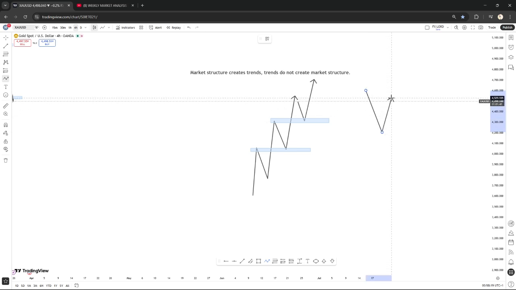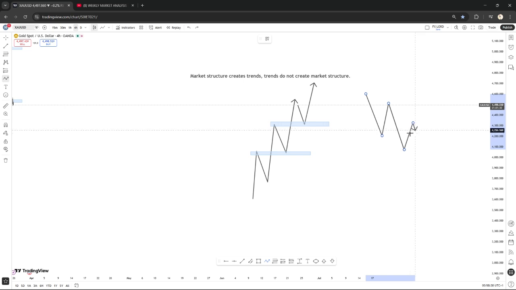You see this? What is this? A high. So something like this. Oh no, sorry. Then create something like this. So in a bearish market, we look at the lower lows and the lower highs. Now this is a low, a lower high, a lower low, a lower high, a lower low, a lower high.